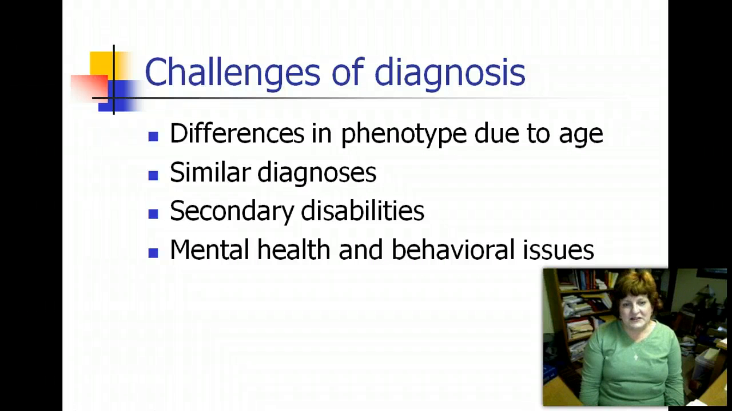And again, the challenges of the diagnosis. The phenotype can be more easily assessed the older the child gets. And the problem with that is the older the child gets for the diagnosis, the less likely that we were able to implement early intervention for the child to help with some of the developmental disabilities. Some of the physical features can be very similar to other diagnoses. There also can be secondary disabilities involved that sometimes can be greater than the original fetal alcohol syndrome. And there are significant numbers of mental health and behavioral issues involved with fetal alcohol syndrome.